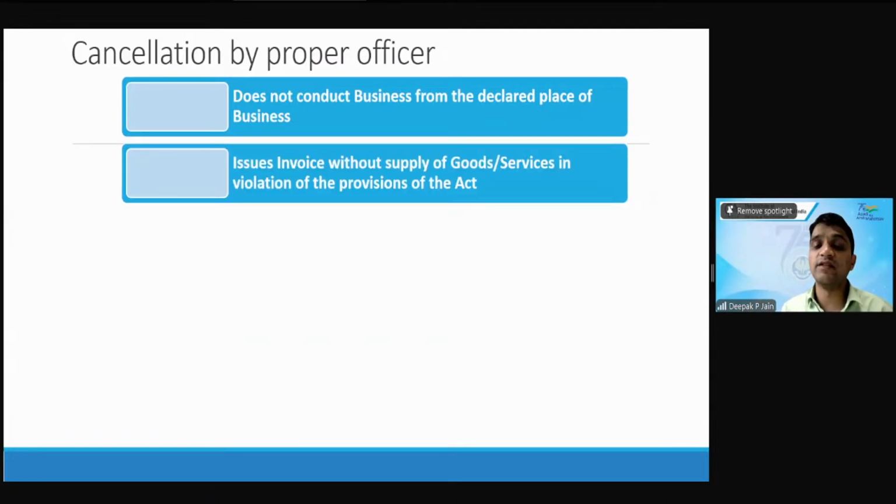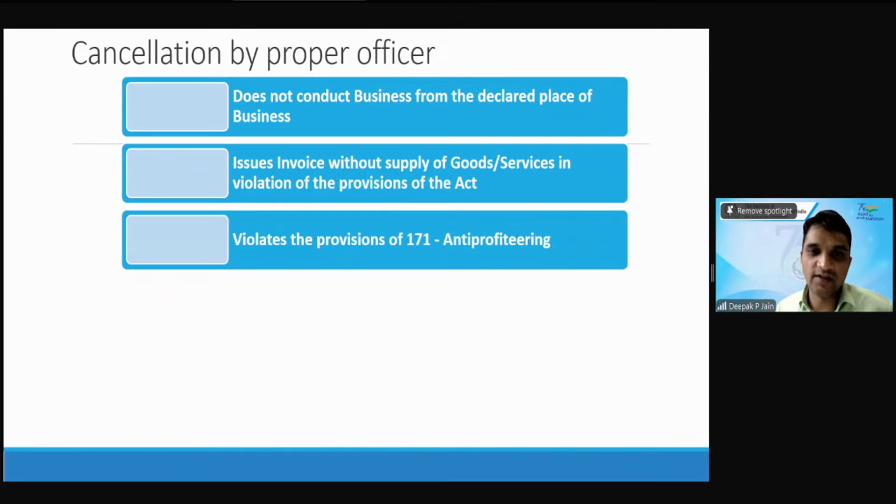Issues invoices without supply of goods or services. He is only issuing invoices, but he's not supplying goods. अगर गुड्स सप्लाई करते हैं तभी इनवॉइस इशू करना है, करेक्ट, लेकिन वो सिर्फ इनवॉइस इशू कर रहा है, गुड्स कुछ सप्लाई नहीं हो रहा है, तब भी कैंसिलेशन कर सकते हैं.